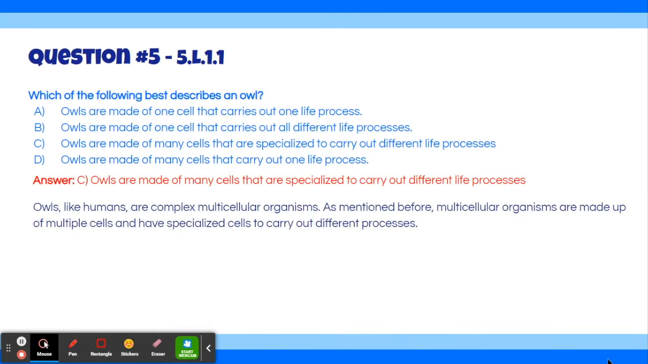The answer is C. Owls are made of many cells that are specialized to carry out different life processes. Owls, like humans, are complex multicellular organisms. As mentioned before, multicellular organisms are made up of multiple cells and have specialized cells to carry out different processes.